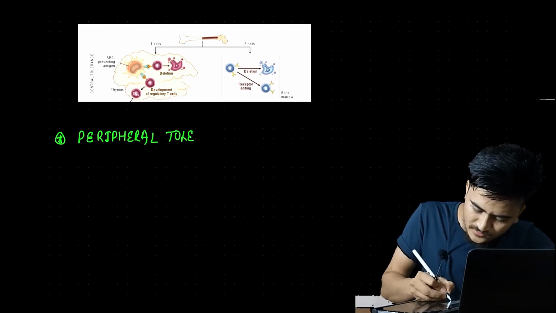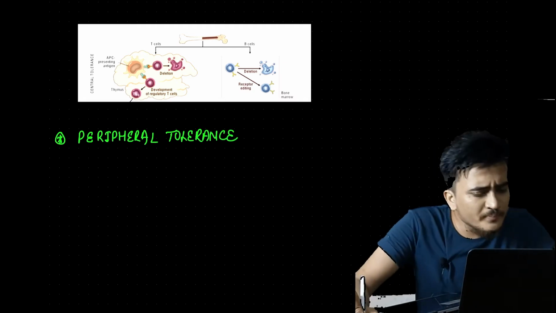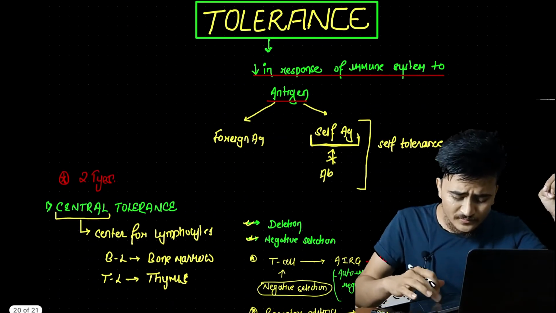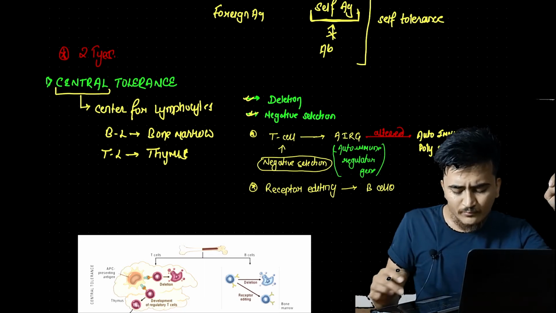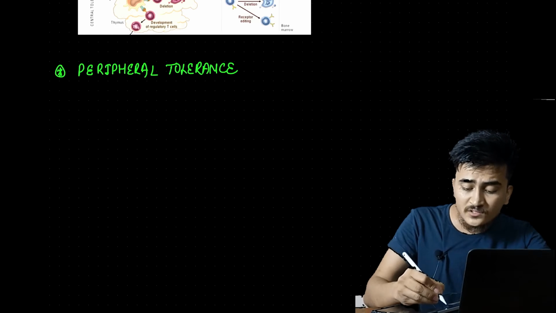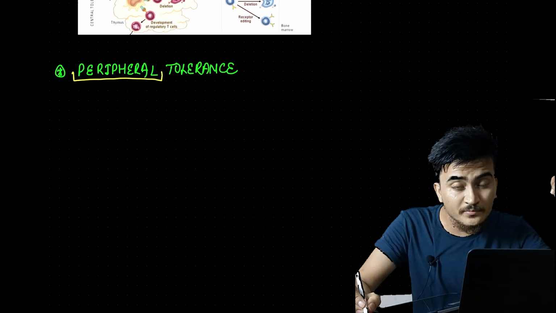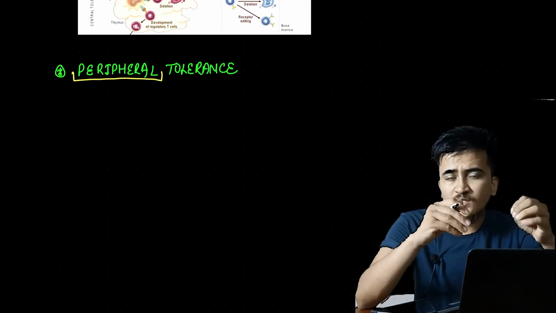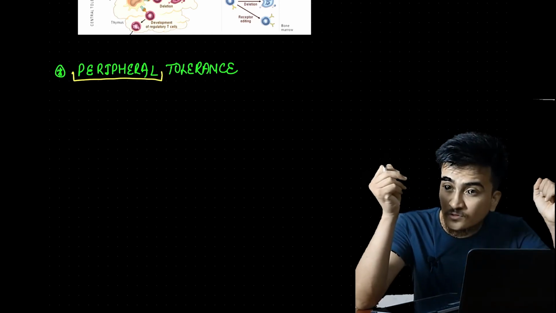Peripheral tolerance. Above, we were saying the center refers to the center for lymphocytes, right? For B cells, bone marrow, and for T cells, thymus. Now what is this peripheral? Peripheral obviously means the circulation, right? In the circulation, our central tolerance is not 100% functioning, because of which some of the self-reacting T cells and B cells get into peripheral circulation.